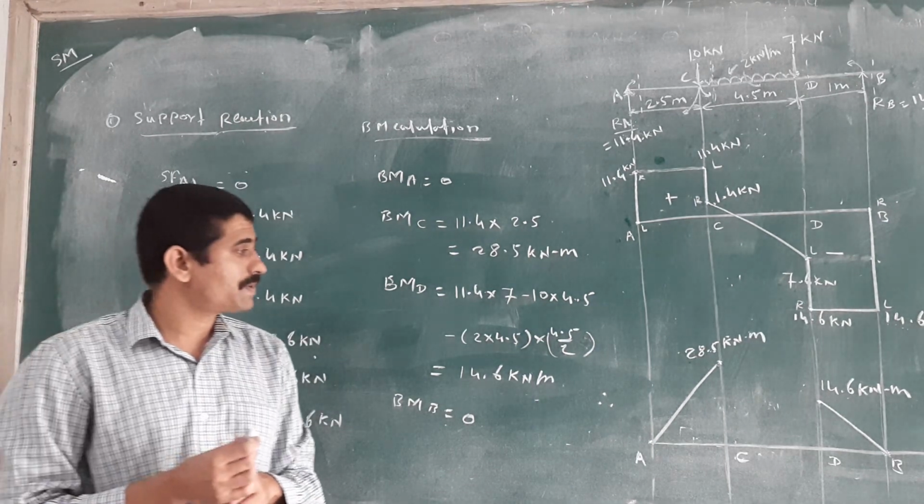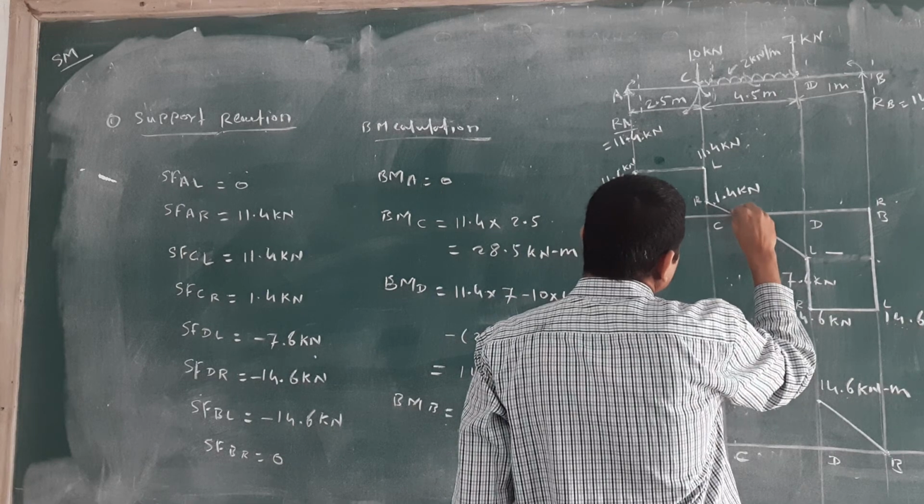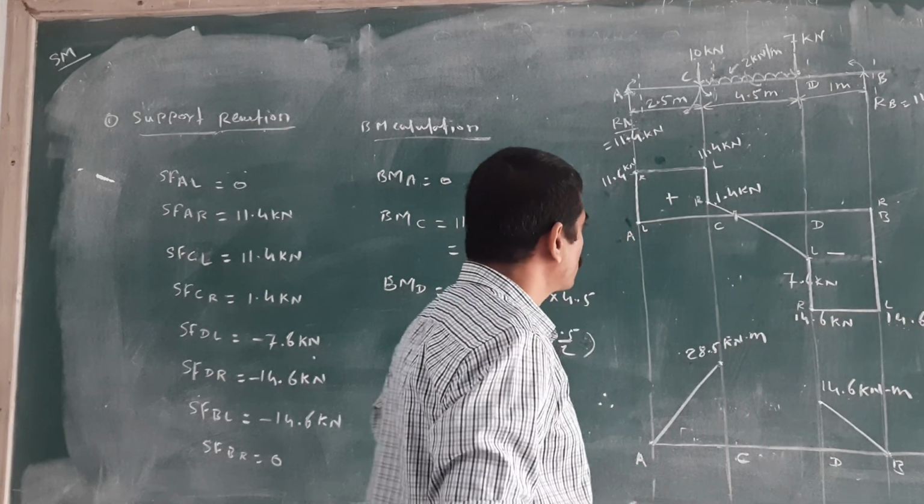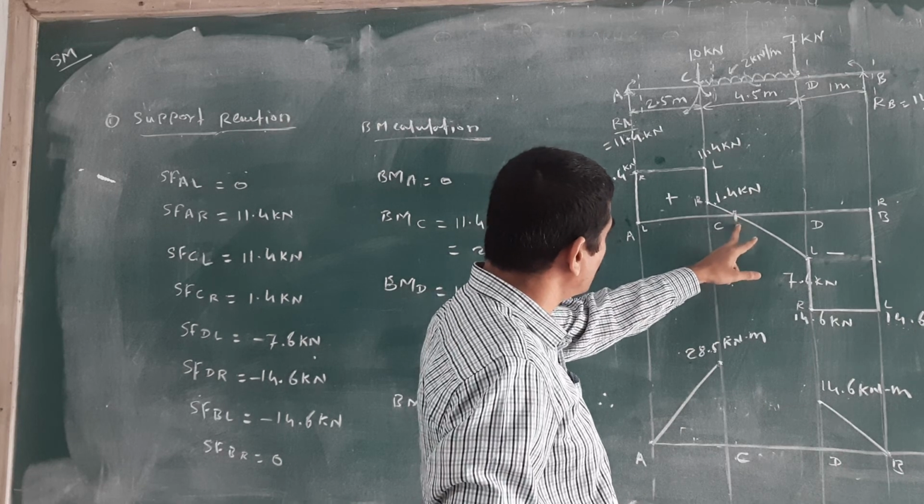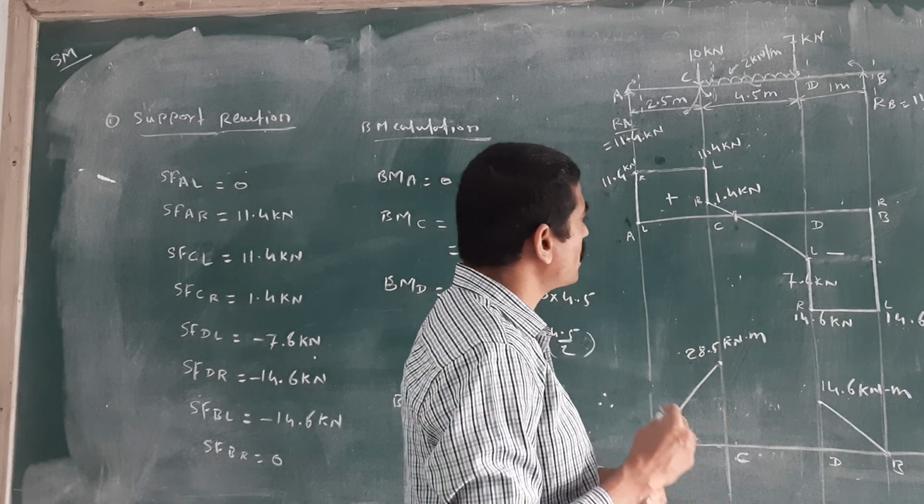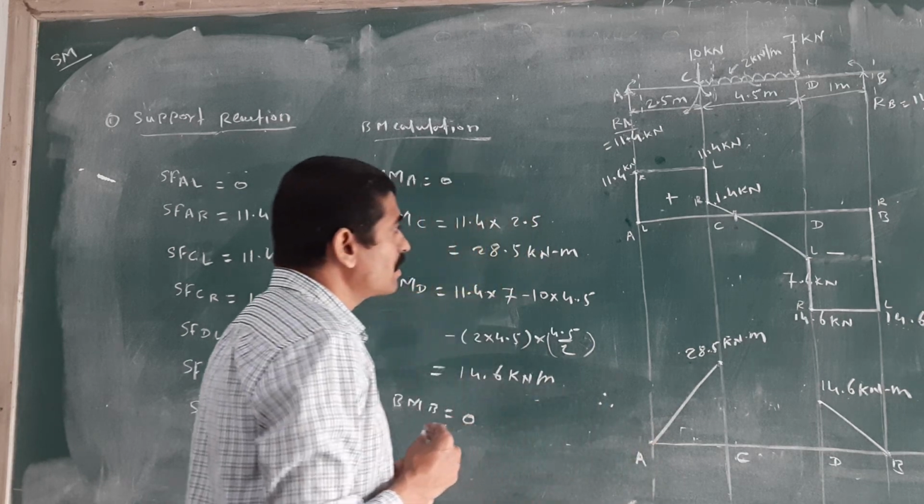Then how to draw this parabolic curve? Here we get 0 shear force, which means we get the maximum bending moment at that point. We want to find out that bending moment. Then how to calculate that bending moment?